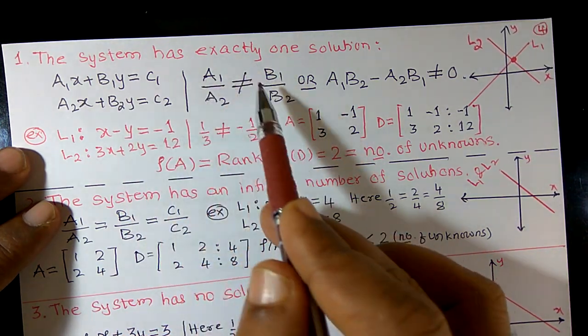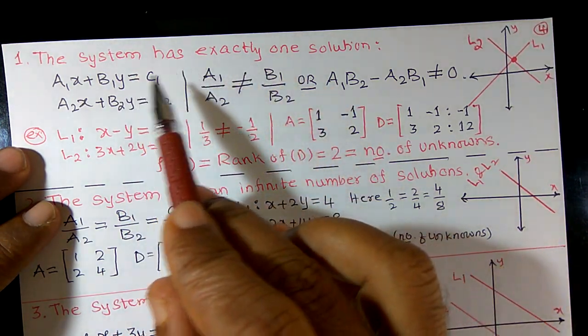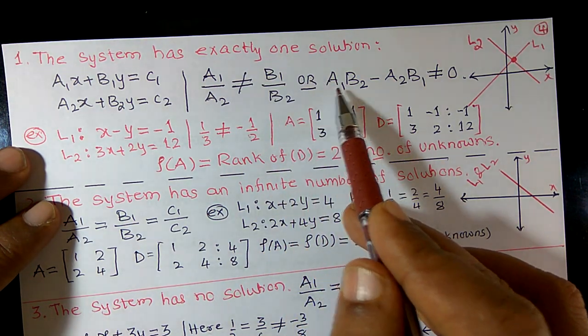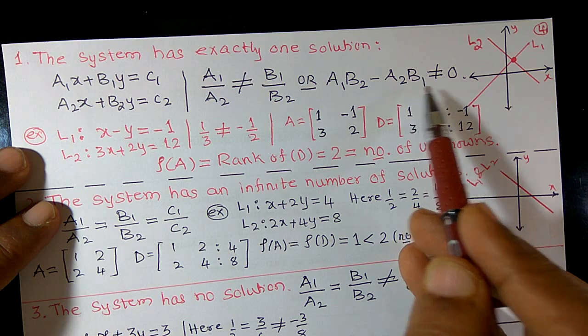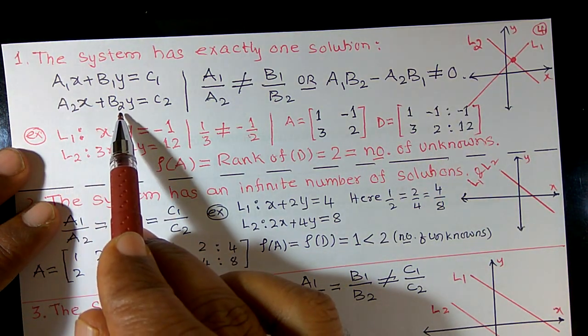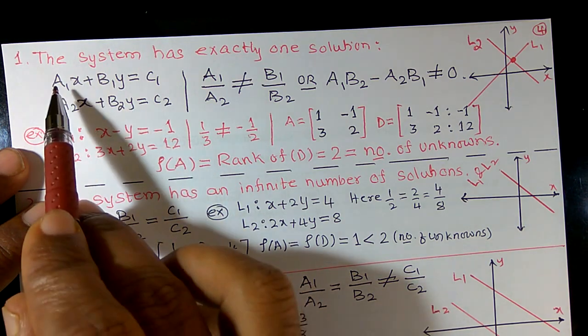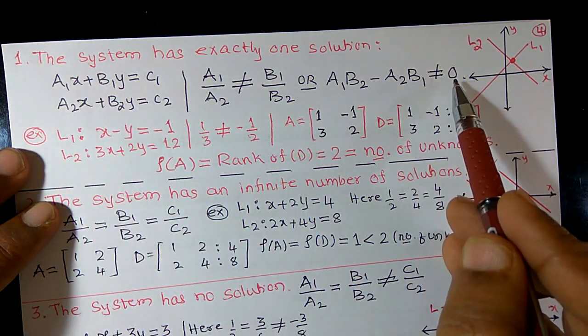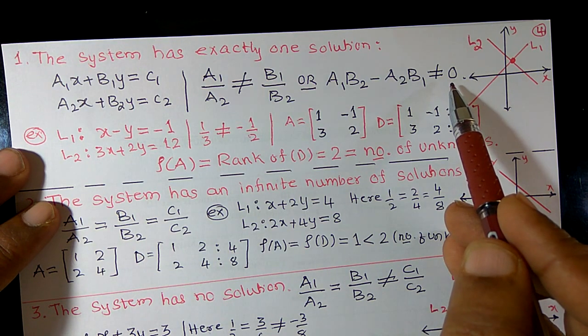If it satisfies, then I can say that the system has exactly one solution. Or I can verify this condition, a1 b2 minus a2 b1 is not equal to 0. a1 is the coefficient of x, b2 is the coefficient of y. a1 b2 minus a2 b1 is not equal to 0, right?